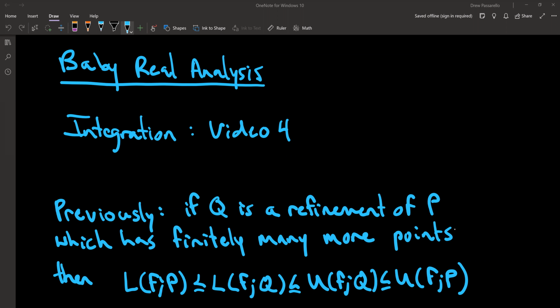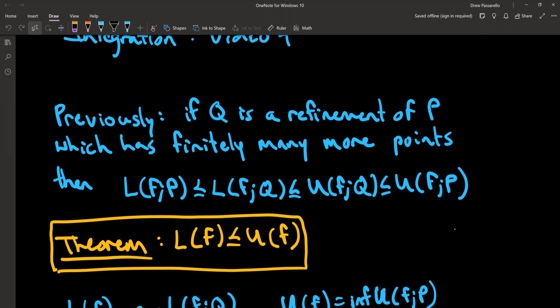So previously we stated: if Q is a refinement of P, so it has the same partition points as P but also has finitely many more points, then the lower sum with P is less than or equal to the lower sum with Q, which is less than or equal to the upper sum with Q, which is less than or equal to the upper sum with P.